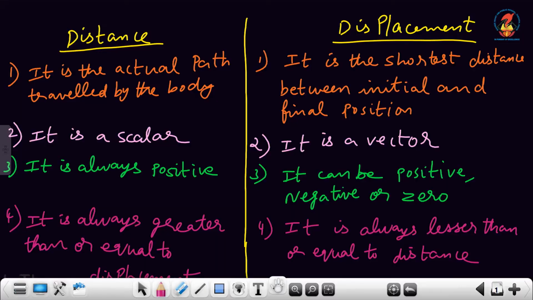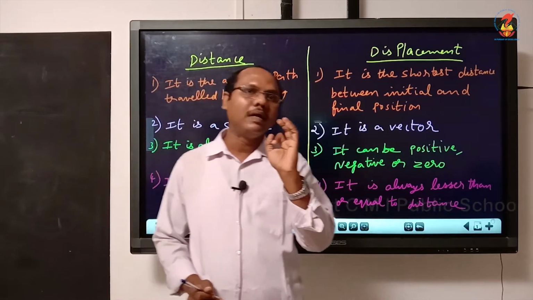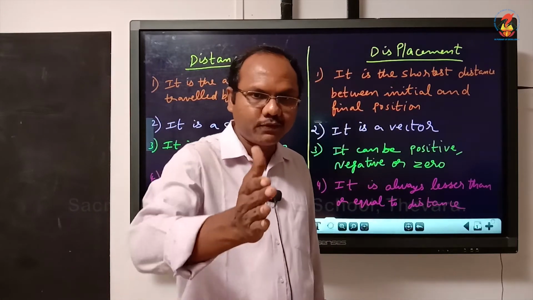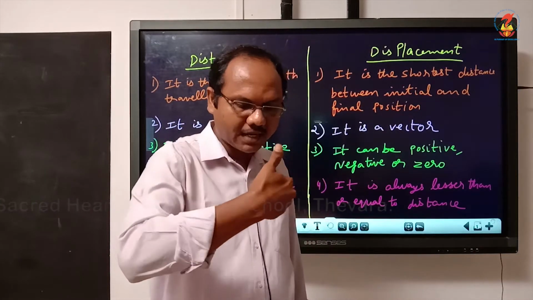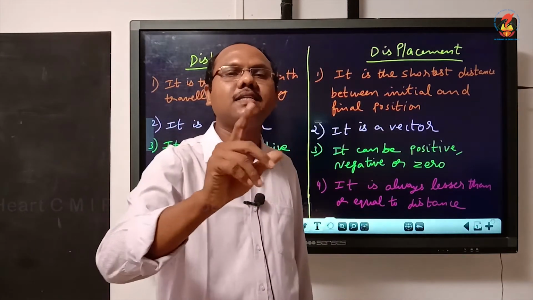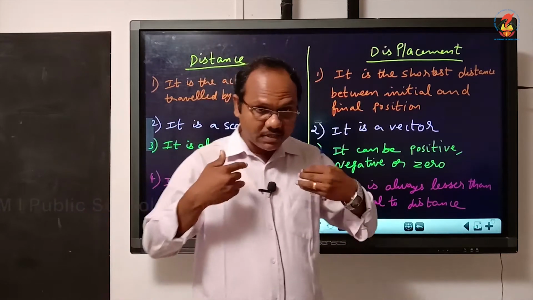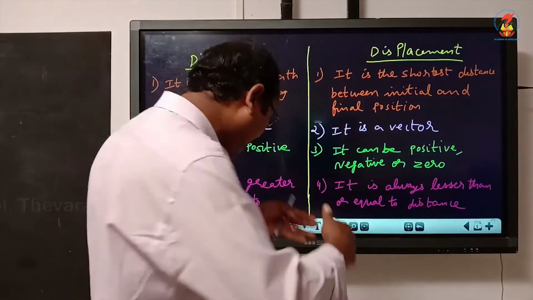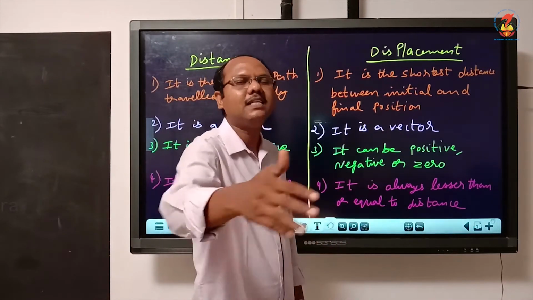Now the third point, distance is always positive for a moving body. If any body moves, the distance is always positive, whereas the displacement can be positive, negative or 0. See, displacement has a direction. So if any body goes forward and comes backward, the backward direction is taken as negative. So I am standing here, I move forward, I take 3 steps and then I move backward and reach here itself. The displacement is 0.